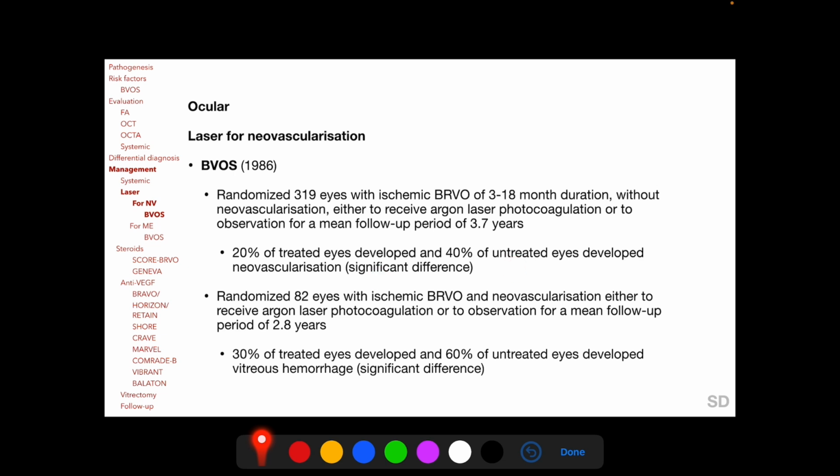And in the other cohort of eyes with ischemic BRVO and neovascularization, BVOS randomized 82 eyes either to sectoral retinal photocoagulation or to observation for a mean follow-up period of almost 3 years. In this cohort with neovascularization at baseline, BVOS found that 30% of treated eyes developed vitreous hemorrhage, whereas 60% of eyes being observed developed vitreous hemorrhage, and the difference between these two groups was significant.